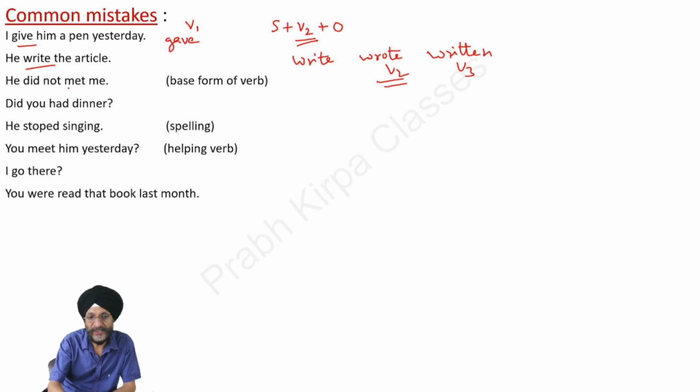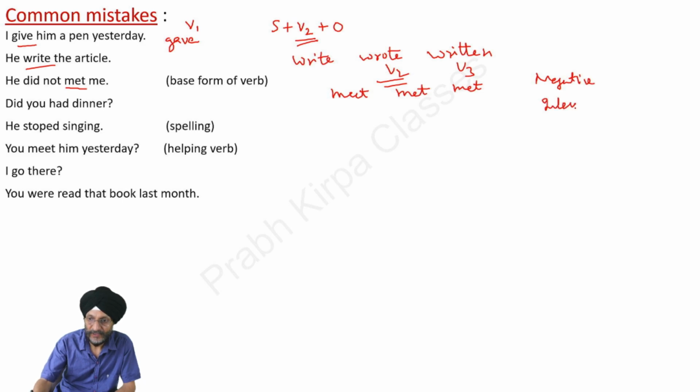Next, he did not met me. Here you will see that met is the second form of the verb, but in the case of negative and interrogative sentence, we have to use the first form of the verb. Only in the case of affirmative sentence, we use the second form of the verb. So here, he did not meet me.